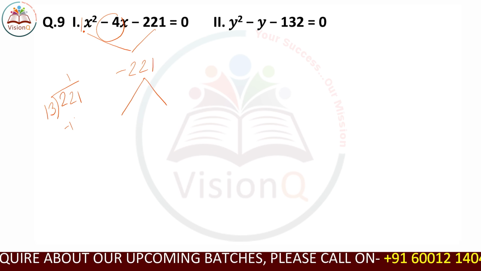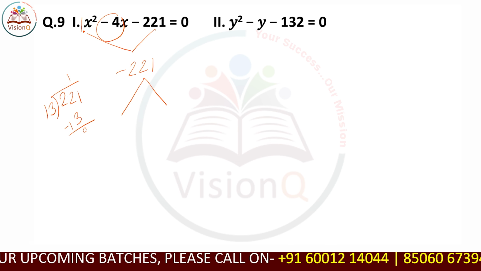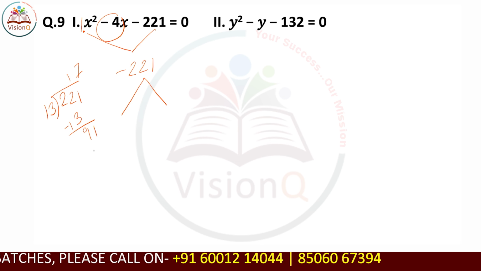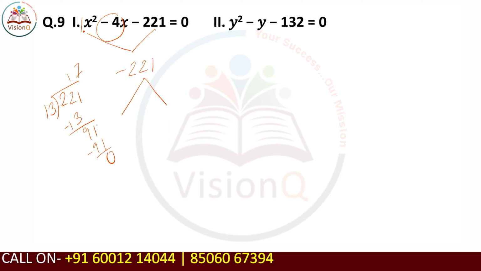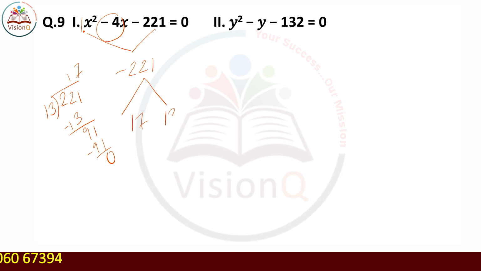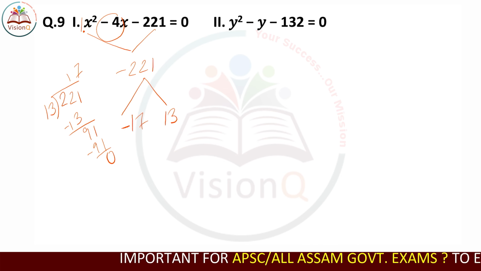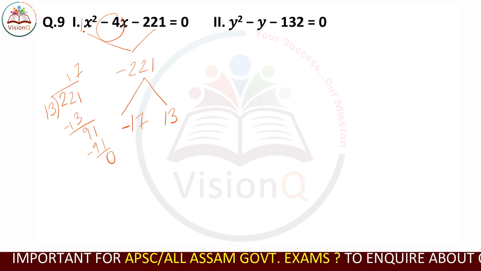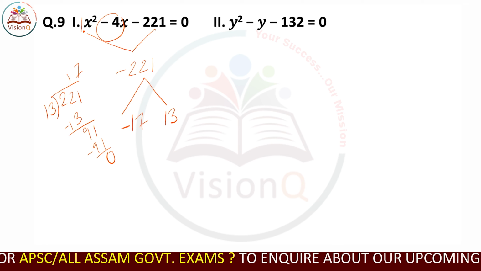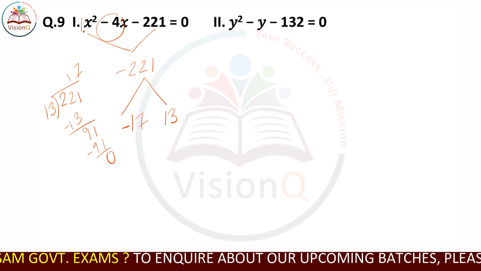13 ones are 13, then 13 sevens are 91. That means this number is divisible by 13. It is 17 times 13, and the difference of 17 and 13 is 4, so minus will be on 17. So, 221 can be broken down as 17 and 13. Minus 17 plus 13 is minus 4 and minus 17 into 13 is minus 221.